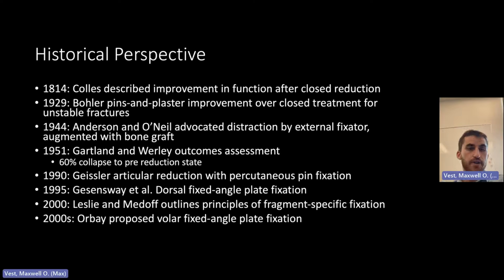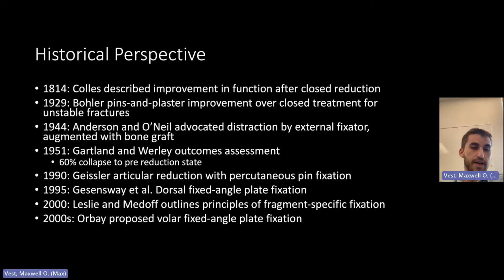And then in 1951, Gartland and Werley did an outcomes assessment that showed that about 60% of these fractures collapsed to their pre-reduction state, and that holds true to today. And there's certain criteria that we'll go over that can help predict the fractures that will actually displace. So you would want to consider fixing those to prevent this late displacement and symptomatic patients.